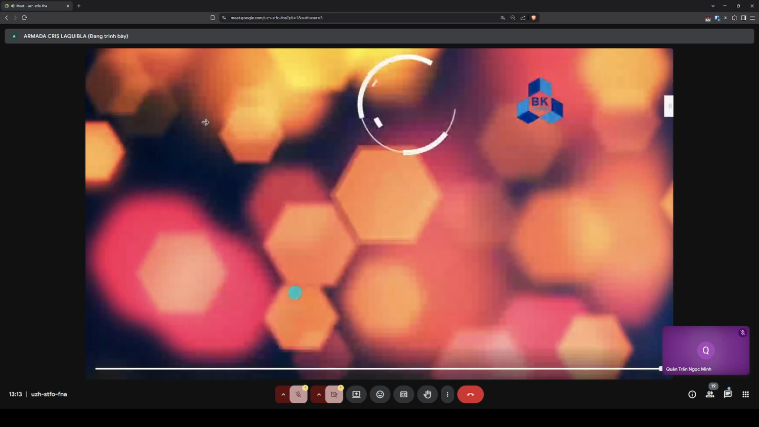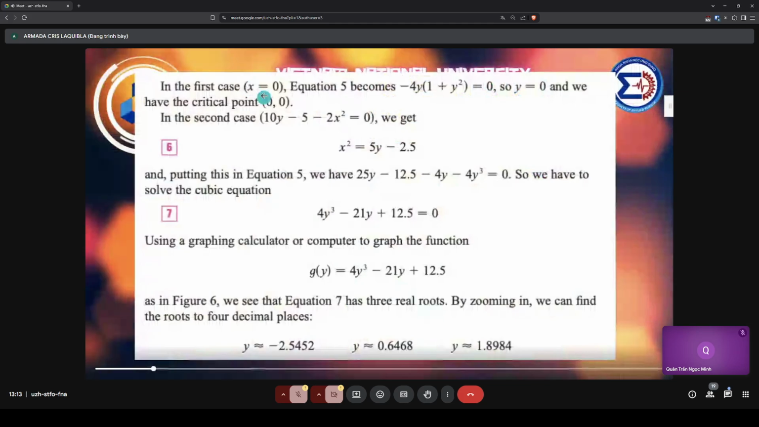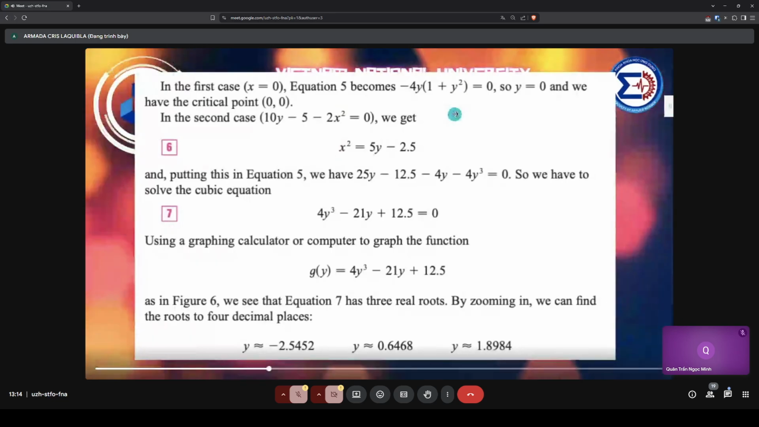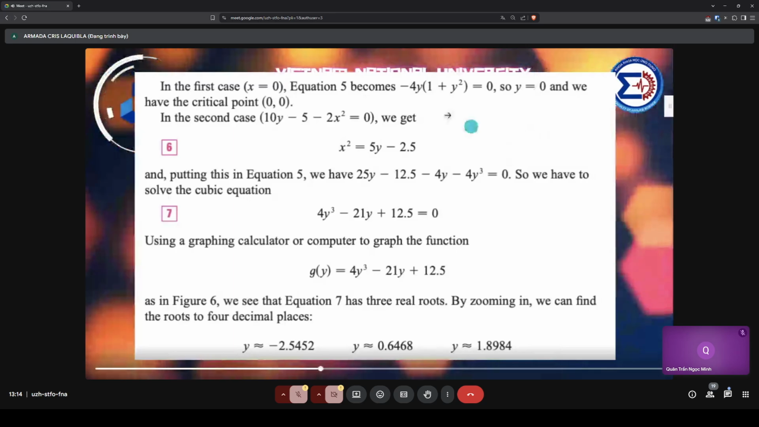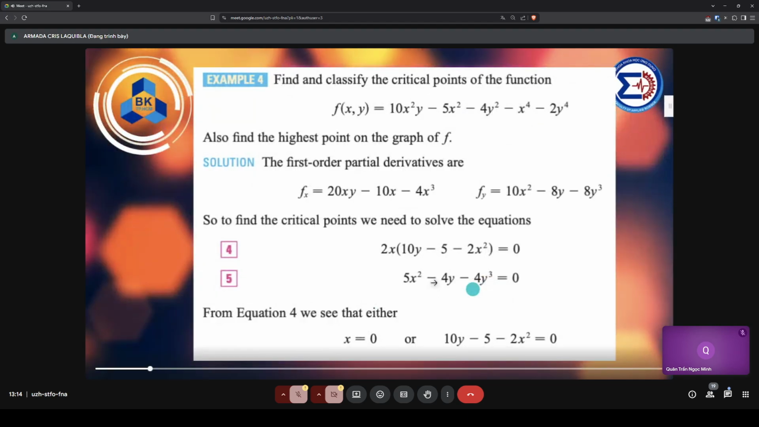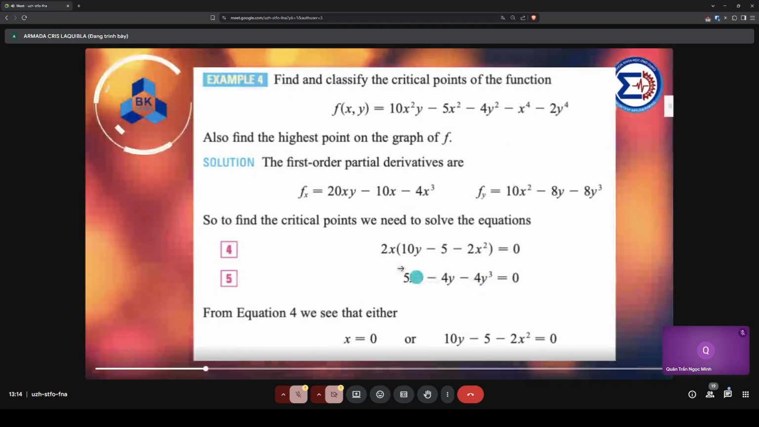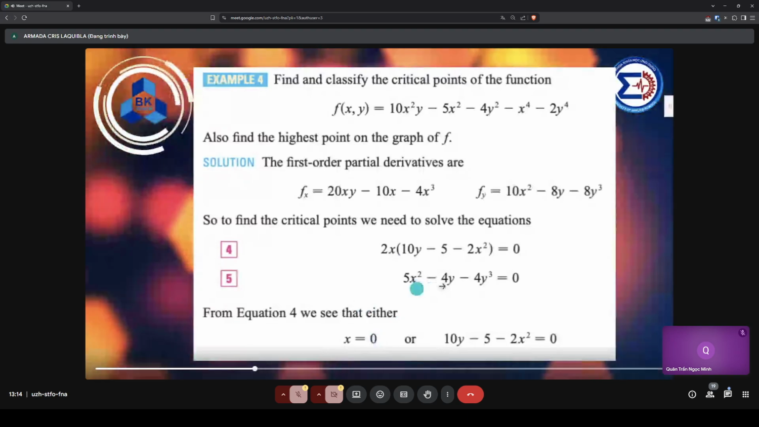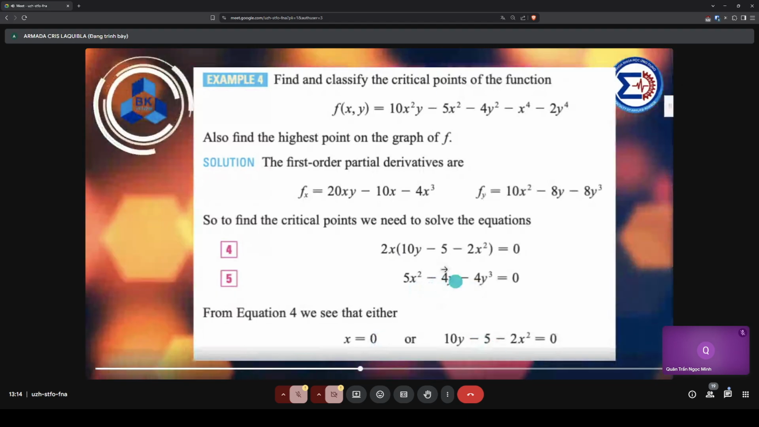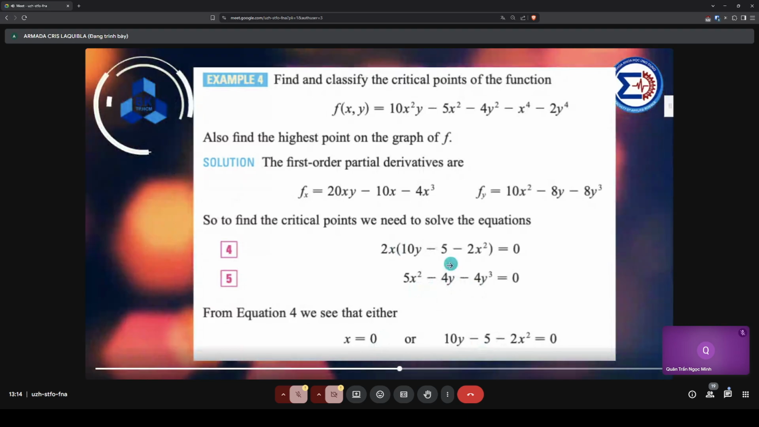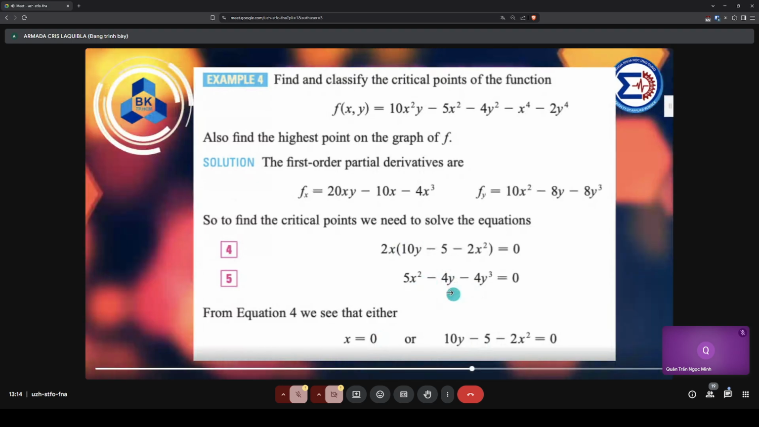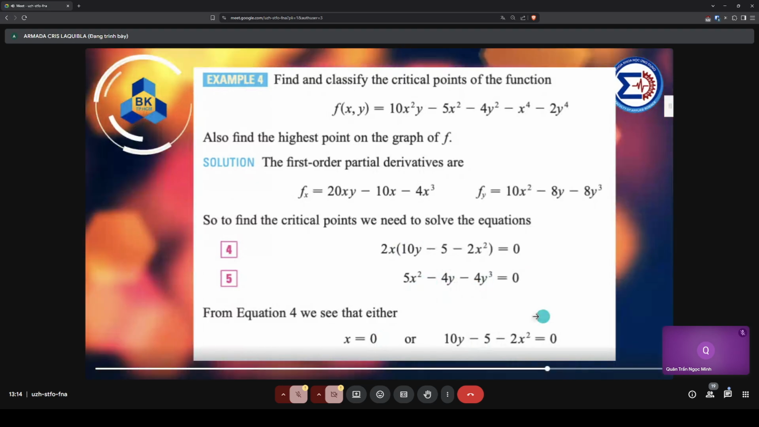So if x, class, is equal to 0, equation 5 becomes this. And so y is equal to 0. Where is this? Here, equation 5. If your x is 0, you partner the x here equal to 0 in your fifth equation. And then this one also, you partner that with the fifth equation because there are two factors here. If this is 0, class, it becomes negative 4y minus 4y cubed is equal to 0.